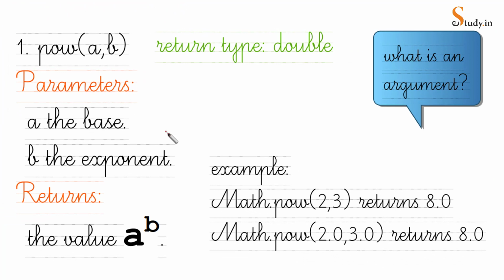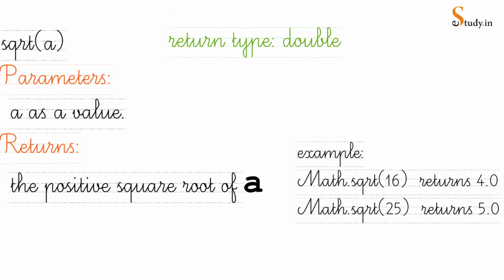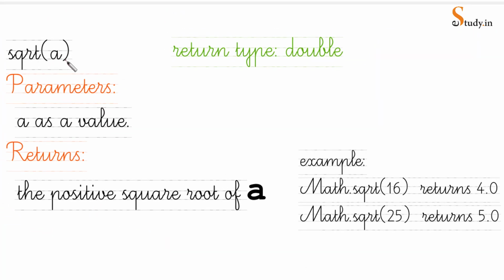Now the next function which we will take is sqrt, square root. It receives one argument and returns the positive square root of A. The return type is double. If you call the function like Math.sqrt(16), it will return 4.0. If you write Math.sqrt(25), it returns 5.0. It returns the square root of the number as a double value.